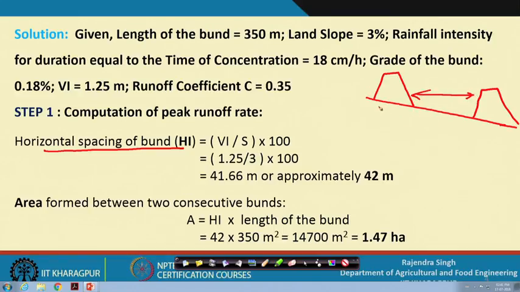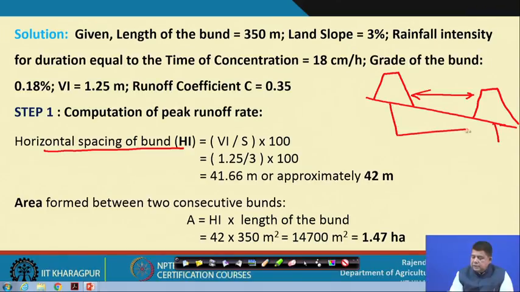In this case obviously we decided that there is something called horizontal interval. So, this is horizontal interval, any corresponding point we can take in two bunds, and the horizontal distance between that is horizontal interval. And the length of the bund is perpendicular to the board basically. So, this is the area we are looking for, the area in which whatever rainfall occurs, that we have to handle. That is why that becomes the drainage area, or that will decide the peak runoff rate which we have to handle. So, that is why the first thing we need to determine is horizontal interval.